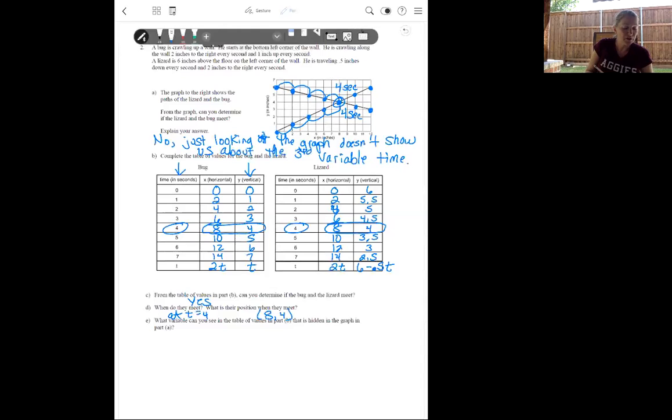So part E, what variable can you see in the table of values in part B that's hidden in the graph in part A? We can see time, t. That is clearly shown in the table.